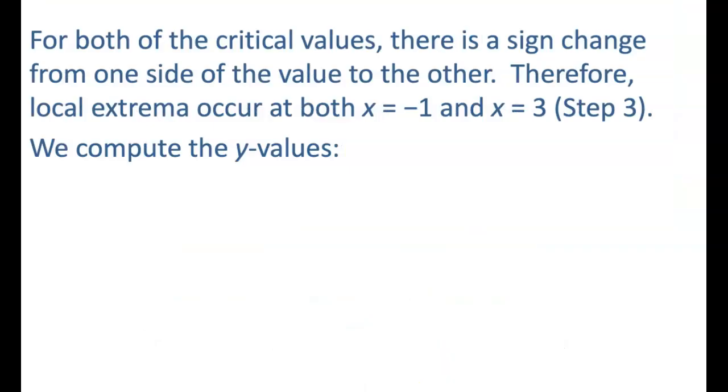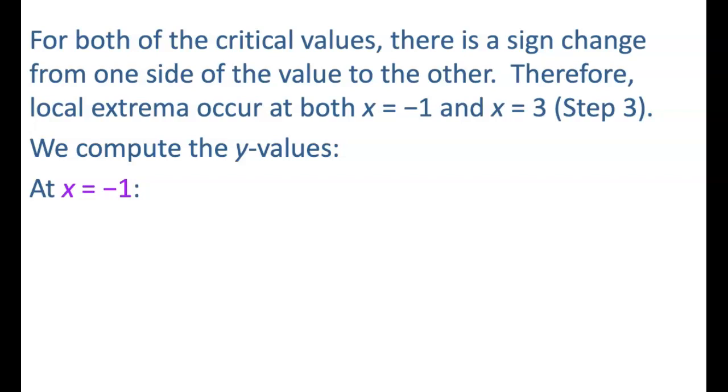All right. So for both of the critical values, there is a sign change from one side of the value to the other. Therefore, local extrema, that just means a minimum or a maximum, occur at both -1 and 3. So if you want to know what the y values are, like how high is that local maximum and how low is that local minimum, you just plug the x values into the original function.